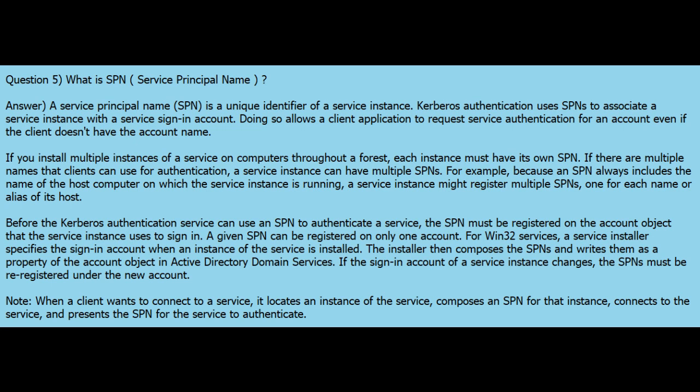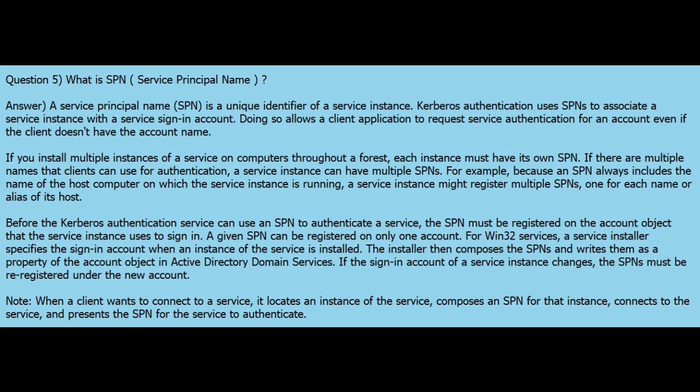Answer. A Service Principal Name, SPN, is a unique identifier of a service instance. Kerberos authentication uses SPNs to associate a service instance with a service sign-in account. Doing so allows a client application to request service authentication for an account even if the client doesn't have the account name. If you install multiple instances of a service on computers throughout a forest, each instance must have its own SPN. If there are multiple names that clients can use for authentication, a service instance can have multiple SPNs.